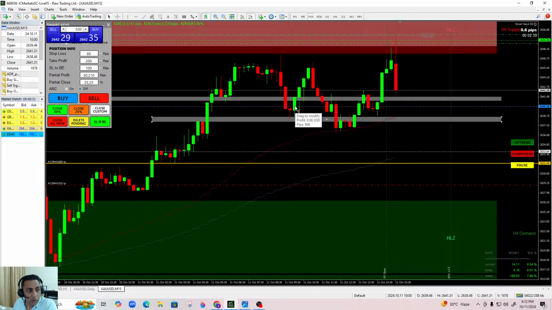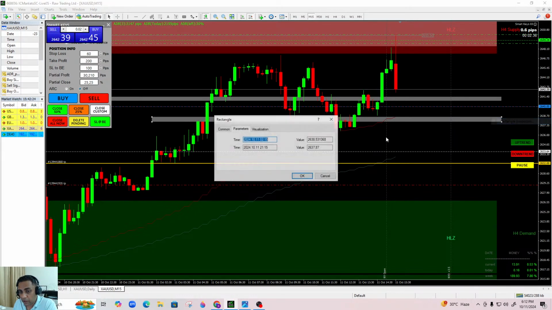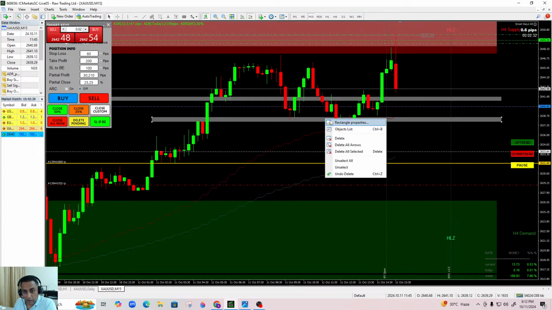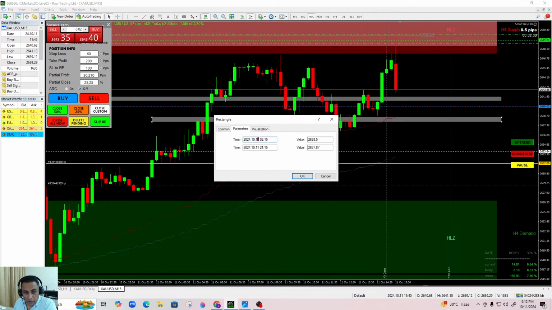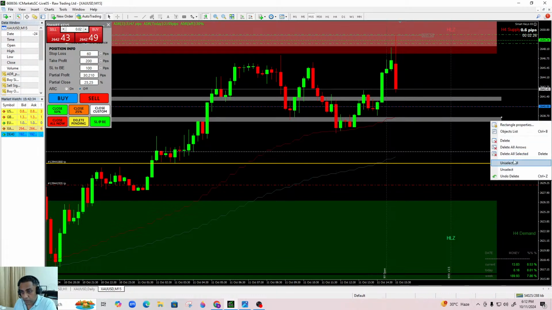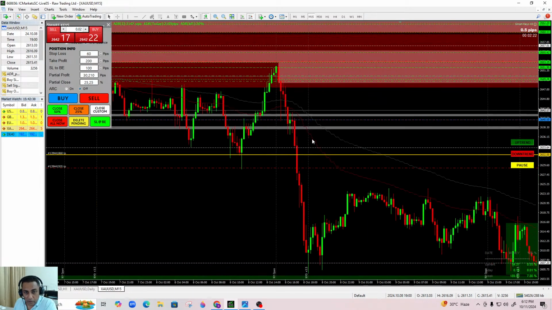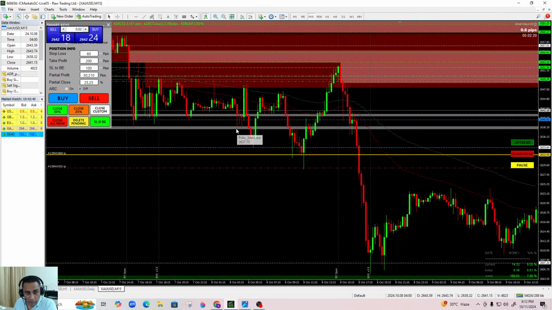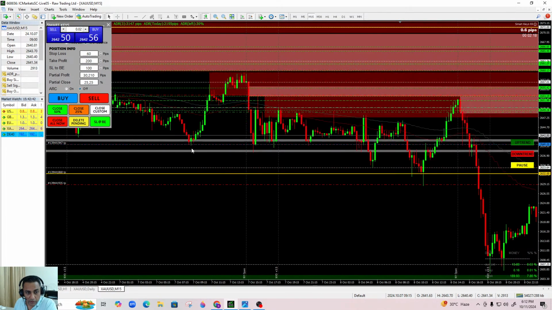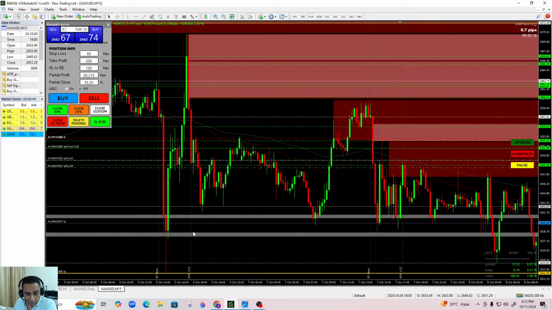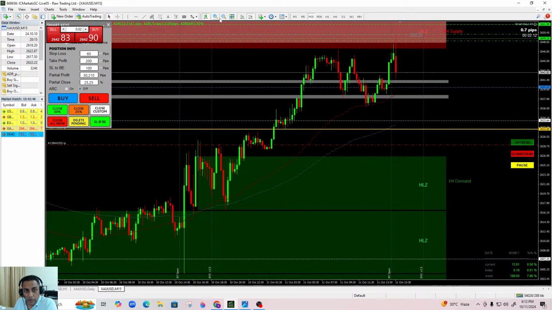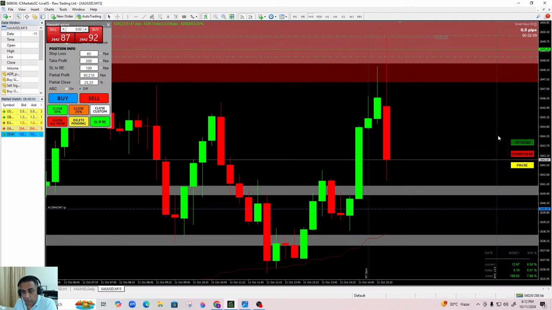This low is 3850. Okay, and if I just drag this to the, you should see price reacted beautifully. Yeah, see, price did react to it perfectly. So the levels are correct. Stop loss is in place.